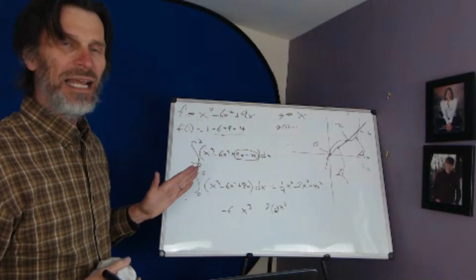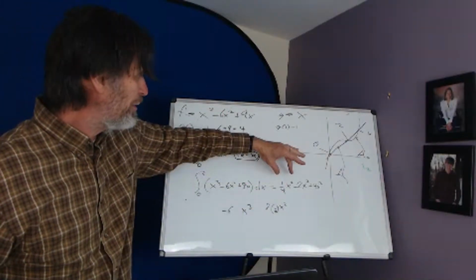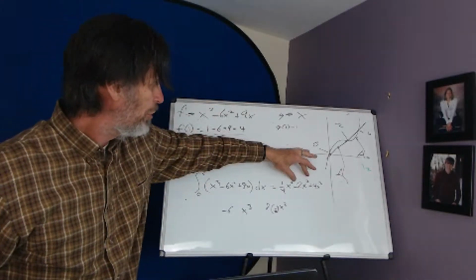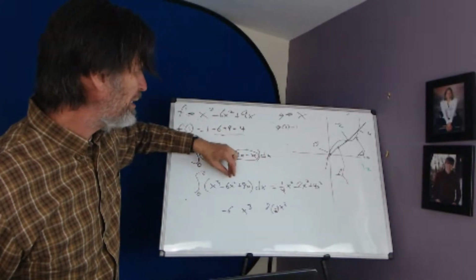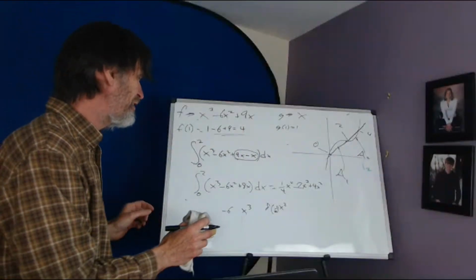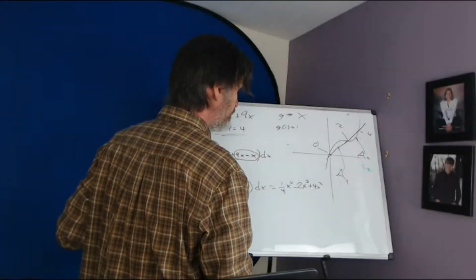And at this point, I'm going to step back and make sure that I did this right. I'm going to take the derivative of this. Sure enough, that's x cubed. Good. Derivative of this, 6x squared. Excellent. Derivative of this, 8x. Perfect. Now I'm satisfied that I did that right.